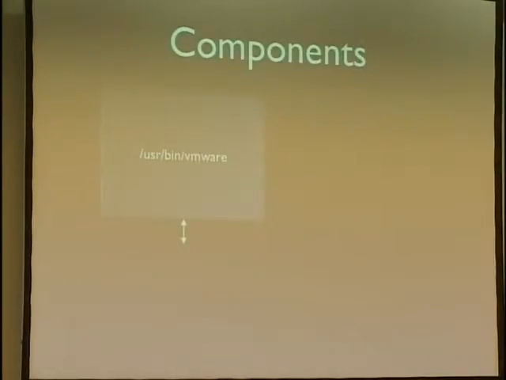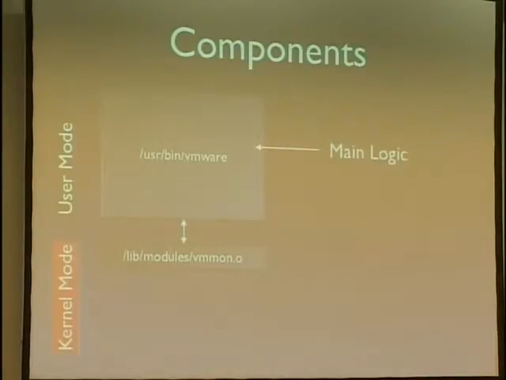So what are the components, for example, of a VMware system? You have two components. One is running in user mode, which is the VMware executable, for example. And in kernel mode, you have another support kernel module, which is needed. The VMware main executable does all of the main logic. It does all the high-level emulation, like device emulation and boot up and BIOS devices, all these things.